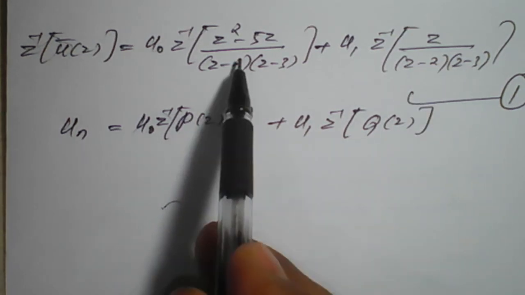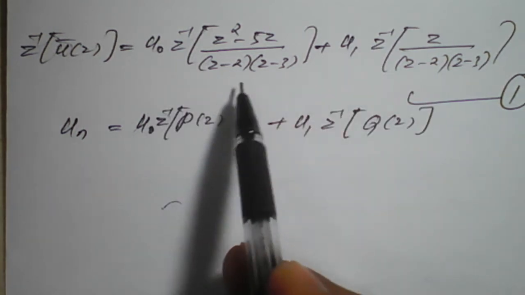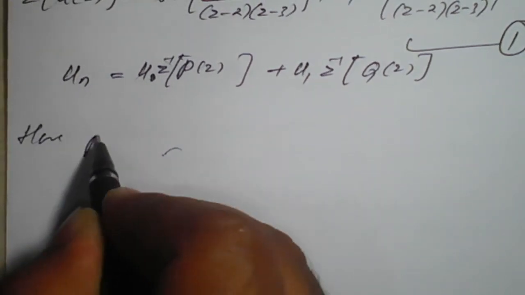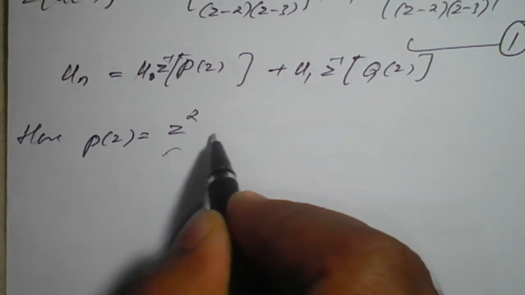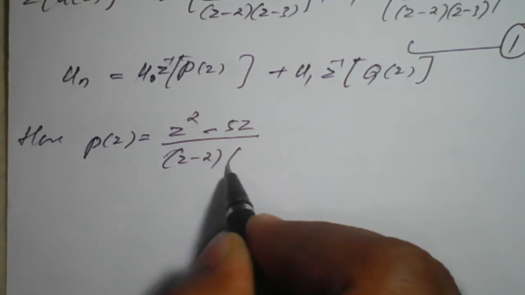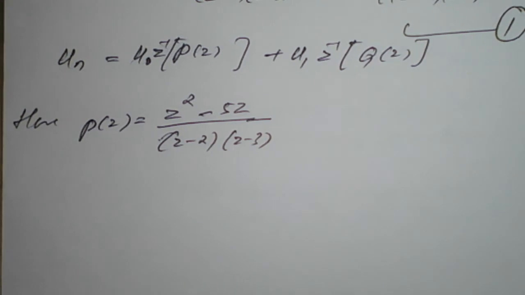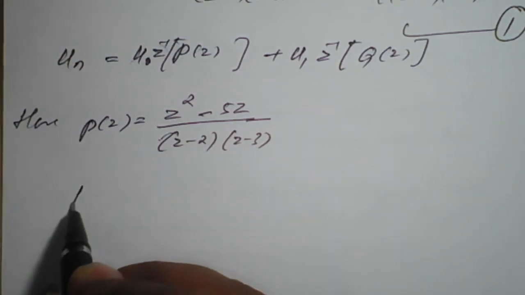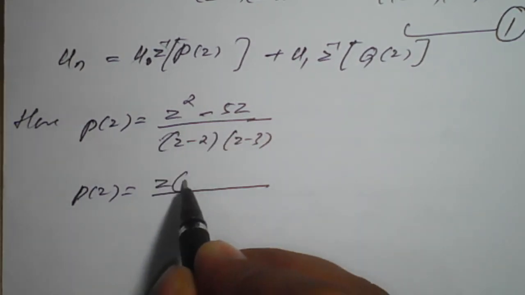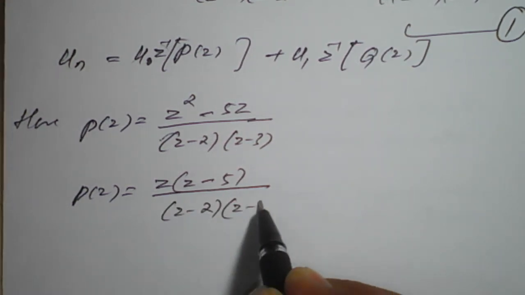So we'll simplify pz first, then qz, then we can directly apply z inverse to both pz and qz. So now take them one by one. Here pz is nothing but z square minus 5z divided by z minus 2 z minus 3. This step we need to simplify as per our previous knowledge. So pz is equal to, in the numerator I will take z common. If I take z common in the numerator, it will be z minus 5 divided by z minus 2 into z minus 3.